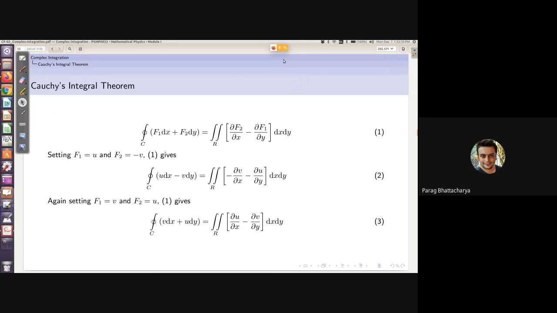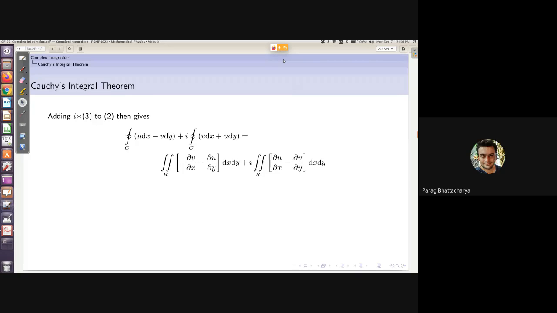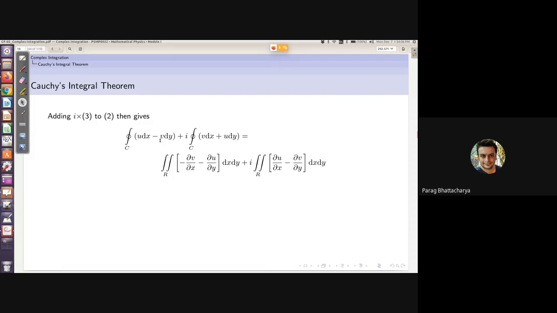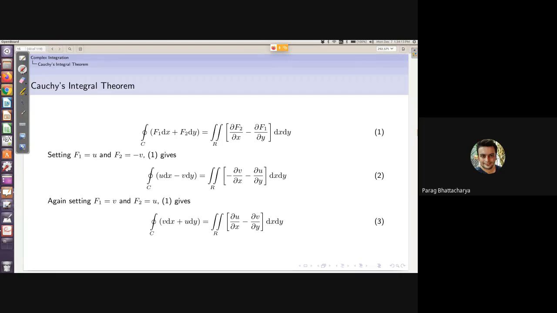Okay, so once this is done, next we will multiply equation number 3 by i and then add it to equation number 2. So basically I multiply this entire equation number 3 with i, and whatever is the result, I add it to equation number 2.